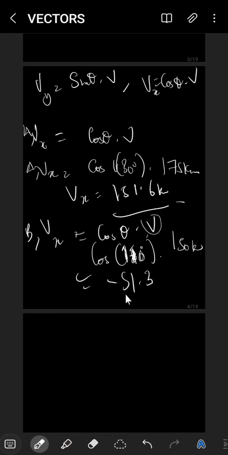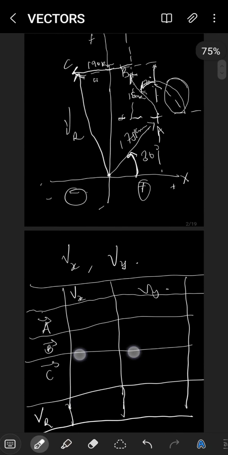-51.303. That's just -51.3 kilometers. Okay, then we find for x: cos theta times the magnitude. What is the angle for C? Okay, so C was along west. Is it exactly 190 kilometers along the negative x-axis?